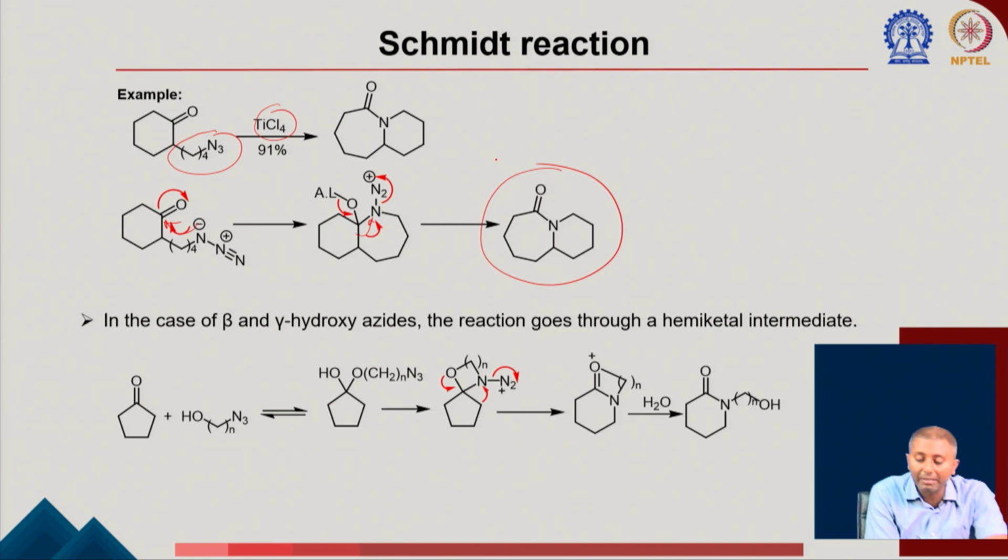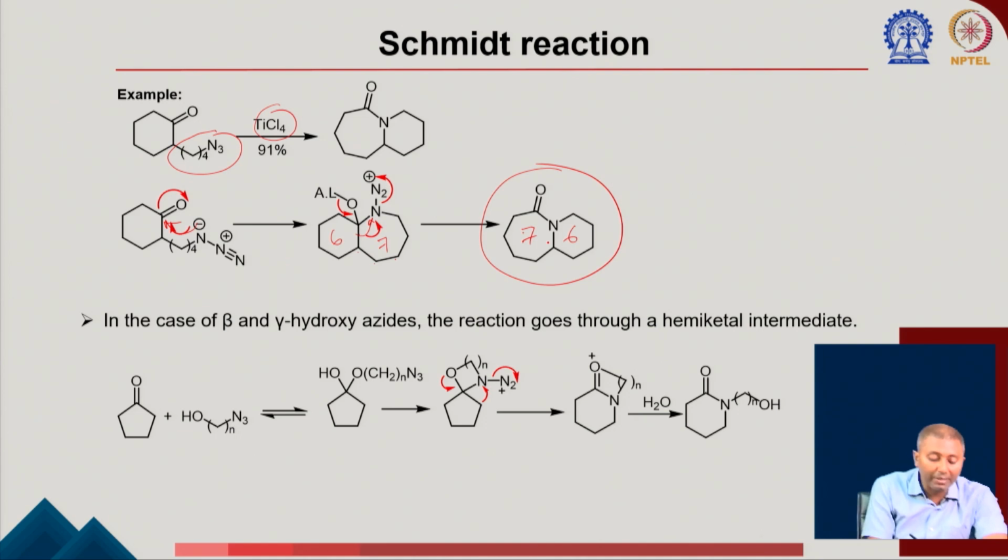So what is happening at the beginning? You have a 7-membered ring here, 1 2 3 4 5 6 7, and you have a 6. So here what is going to happen? This is going to become a 7-membered ring, and this will be a 6-membered ring. Okay.